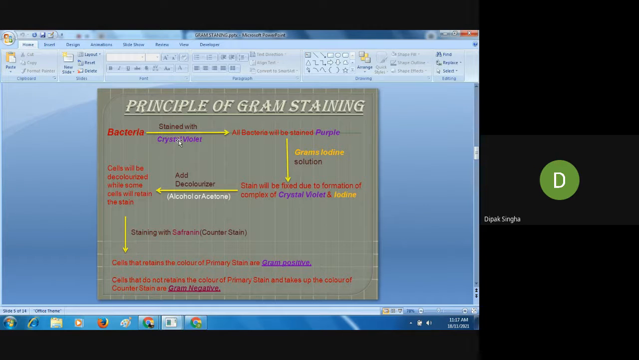What is the function of crystal violet, safranin, alcohol, and iodine solution? So what is the function of crystal violet? It acts as a primary stain for gram positive bacteria, and in case of gram negative, it is red color. And why use the iodine solution? For complexation. Iodine is a mordant, and alcohol is a decolorizing agent. Why is alcohol used and why is iodine solution additionally used?